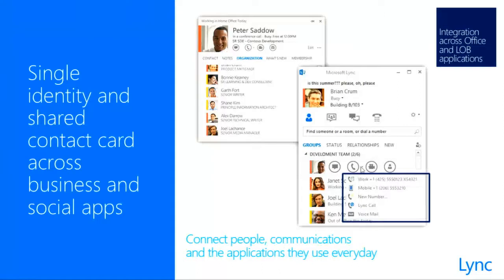So single identity and shared contact card really allows us to communicate and talk to people with more background. You can see their calendar here. You can see the organization chart, so how far these particular people are from the CEO. You can see when he is busy and when he is free. You can see information about the groups he's participating in. So that contact card is very useful.